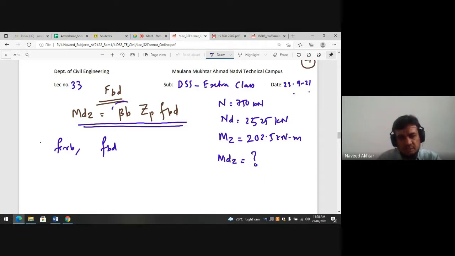And this, because we know the section is plastic. We know the section is plastic.